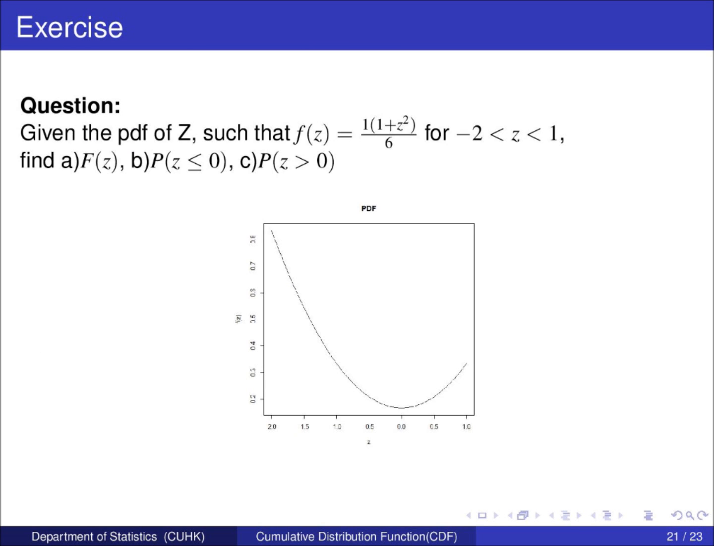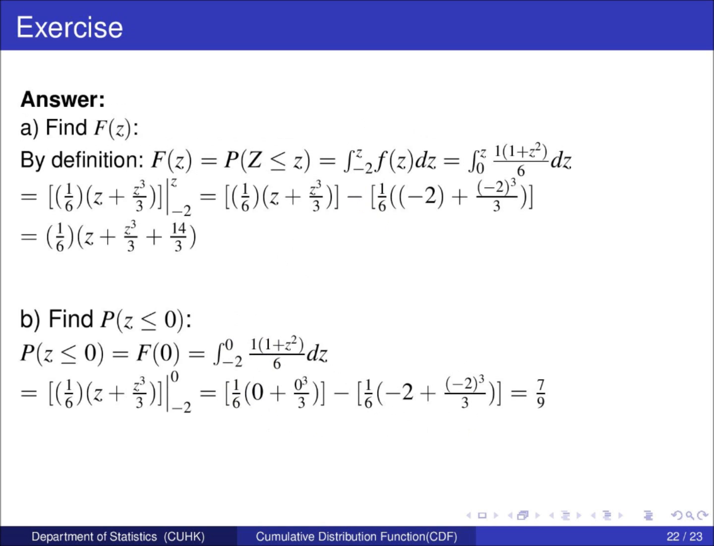In this question, we are given the PDF of z such that the function is equal to 1 times 1 plus z squared over 6 for z between -2 and 1. We are going to find part A, the CDF; part B, the probability of z smaller than or equal to 0; and part C, the probability of z larger than 0.